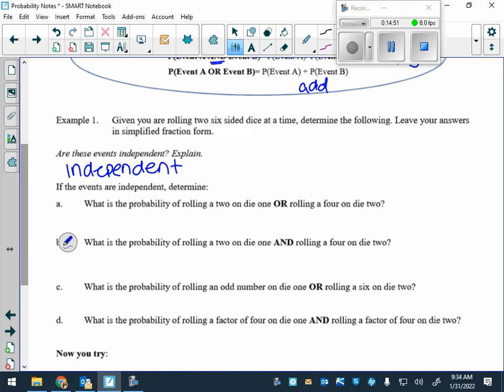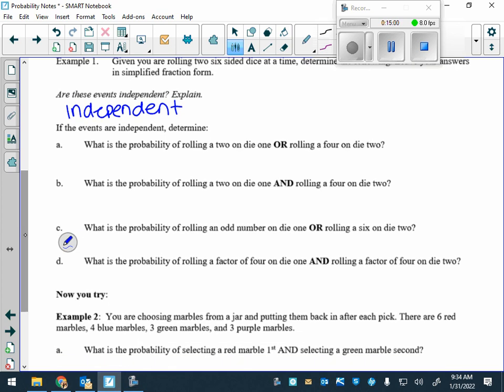Right, nothing's changing. Rolling one die and rolling another, they're two separate events, okay? So now that we determined that they're independent, what is the probability of rolling a 2 on a die or rolling a 4 on die 2? So what is the probability of rolling a 2 on die 1?